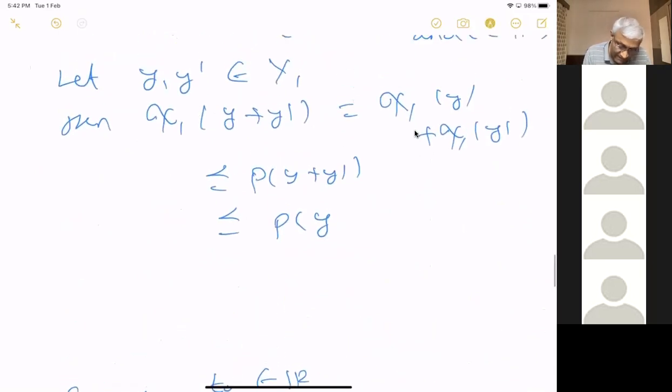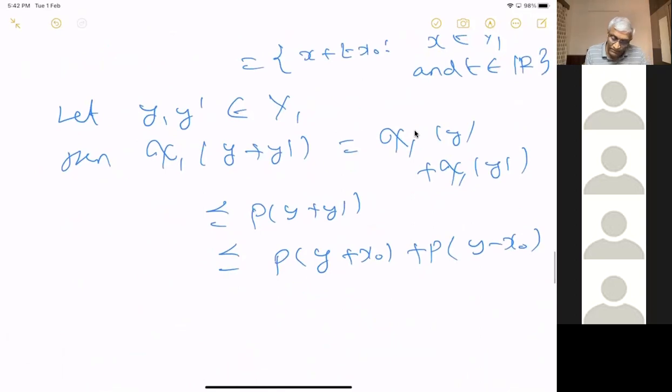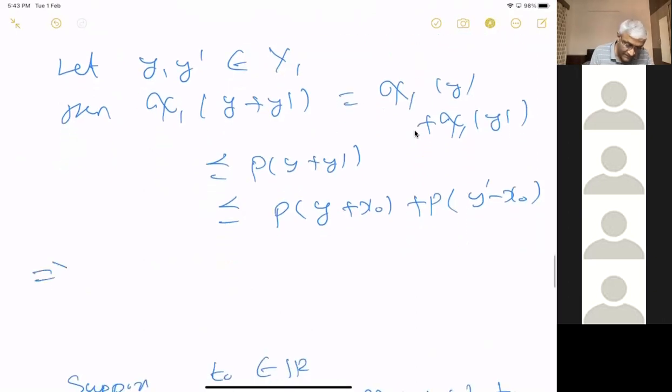So p of y minus x naught. This is y plus x naught plus p of y minus x naught. Of course, you can add x naught and minus x naught there, and then because it's a Minkowski functional, because of sublinearity, this is true. Now this is y prime. Okay. Now you can bring the expression with y on one side, y prime on the other side. So this implies chi1.